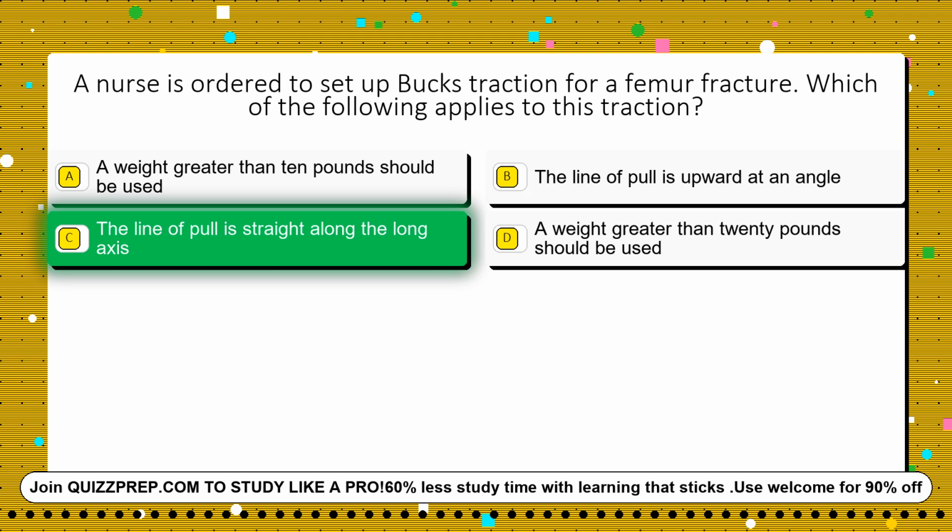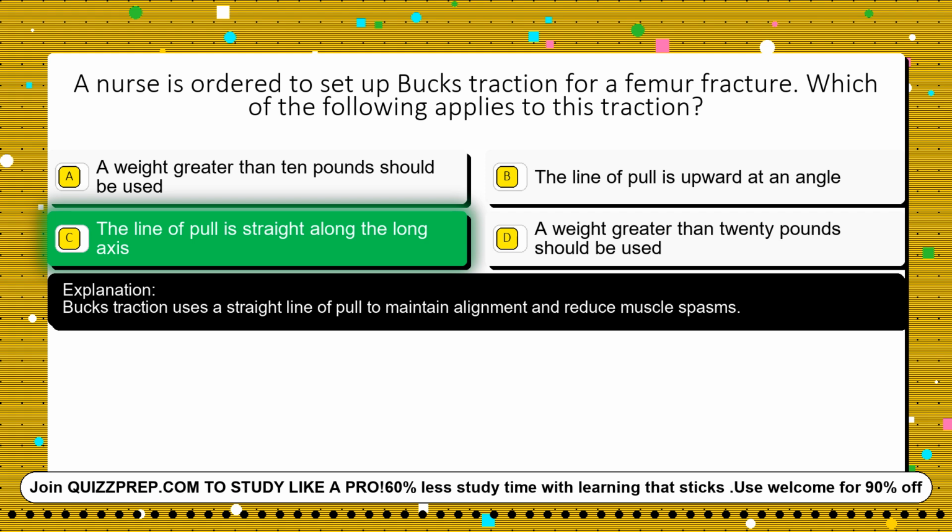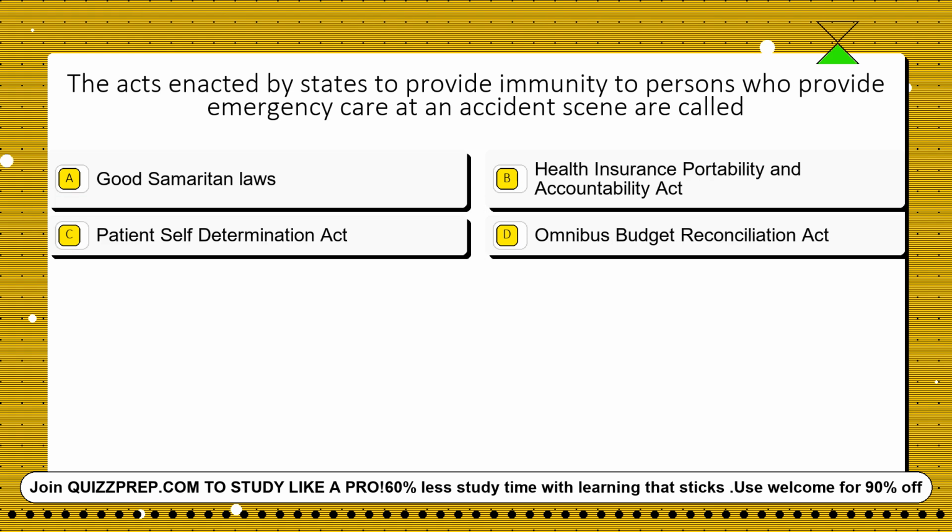The correct answer is option C. The line of pull is straight along the long axis. Buck's traction uses a straight line of pull to maintain alignment and reduce muscle spasms. Question 43. The acts enacted by states to provide immunity to persons who provide emergency care at an accident scene are called: option A, Good Samaritan Laws.